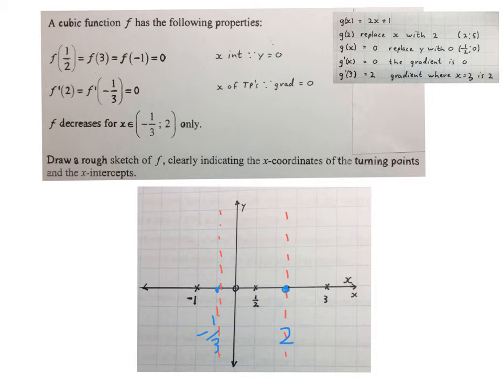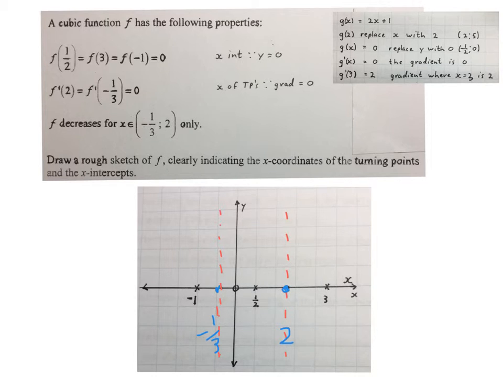The next thing they said over here was that this graph is decreasing where x is minus a third to 2. Decreasing in maths means it's going in this direction. So from this dotted line to this dotted line, the graph will be going down. We're not sure where yet. Oh, but then we can see there is an x-intercept over there. So it must be going from here, down here in some way, down to here. Because it says here, this graph is decreasing from minus a third to 2.